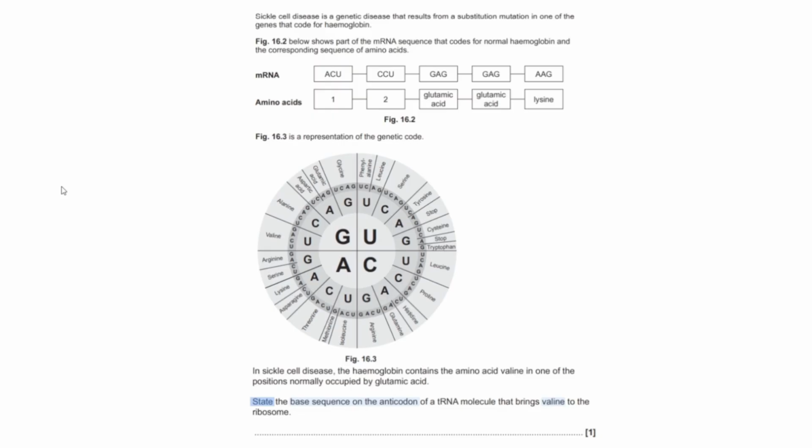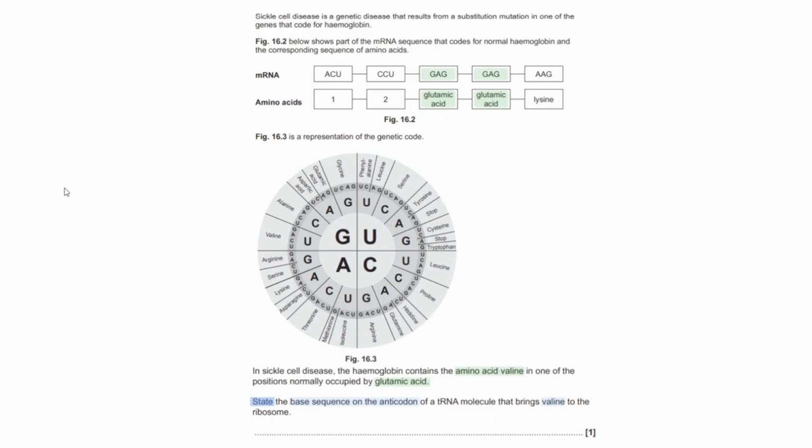Now the question is set in the context of sickle cell disease, in which the hemoglobin which contains the amino acid valine is causing sickle cell, when typically it would be occupied by glutamic acid. Now we may not know anything about those amino acids or their positions in the structure of hemoglobin, normally or otherwise, but we can see in the diagram above that glutamic acid's position as well as its mRNA triplet code has been given to us.